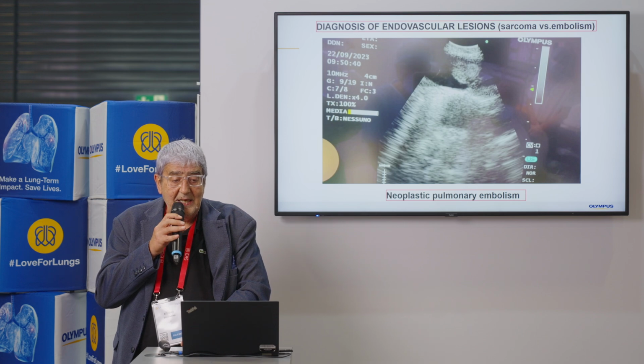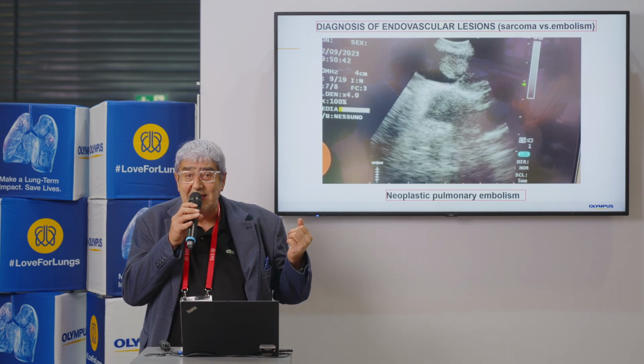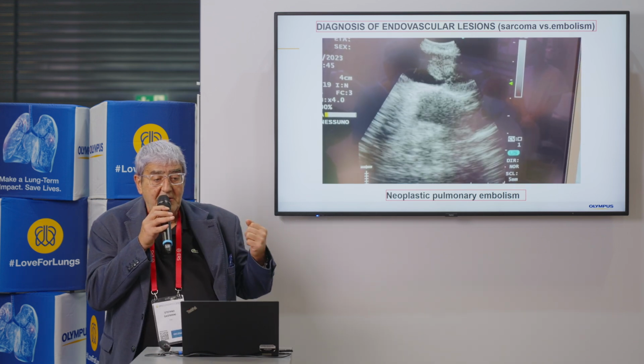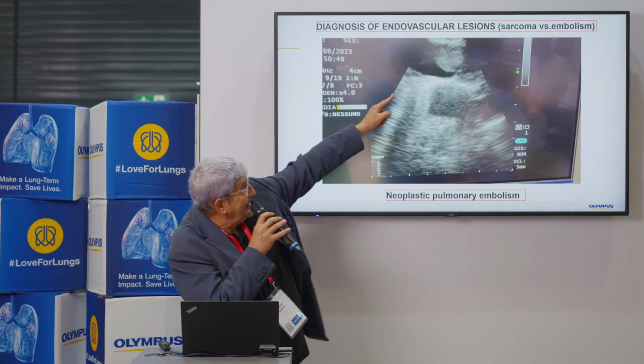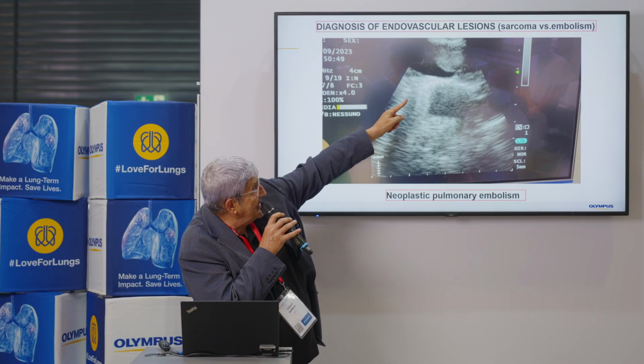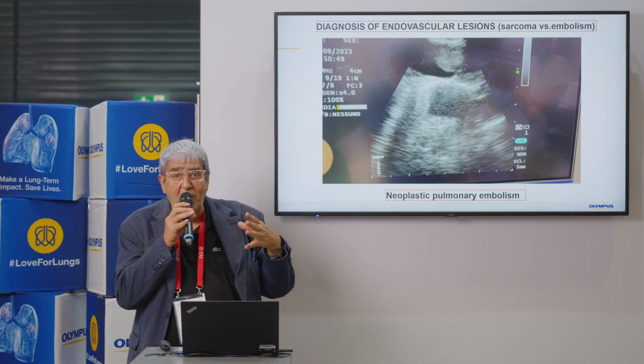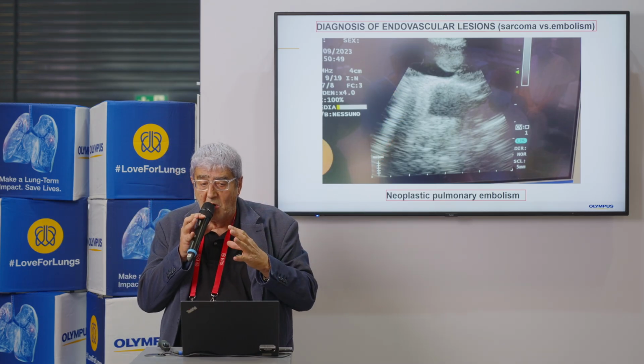And this is a very nice case of a neoplastic embolus. Neoplastic embolus into the pulmonary artery. You can see here this endovascular involvement very close to the tumor.